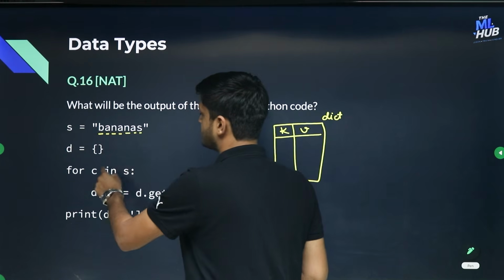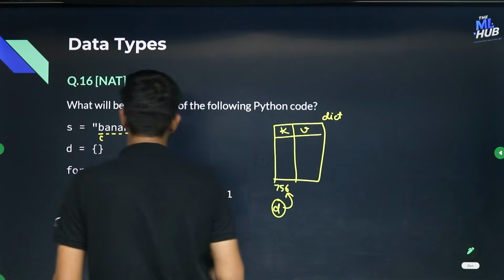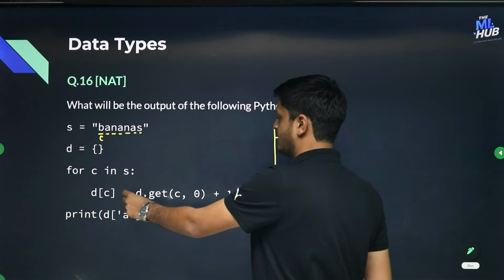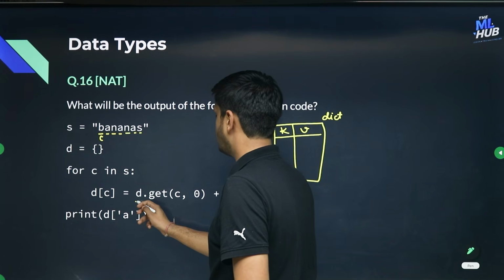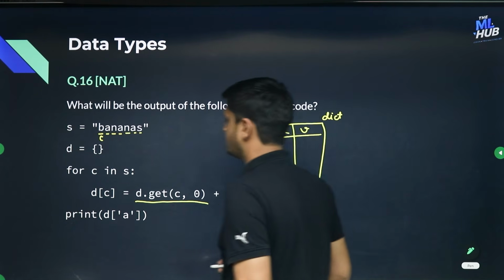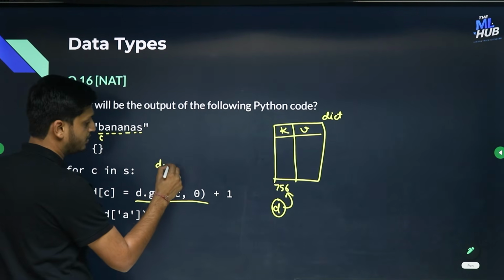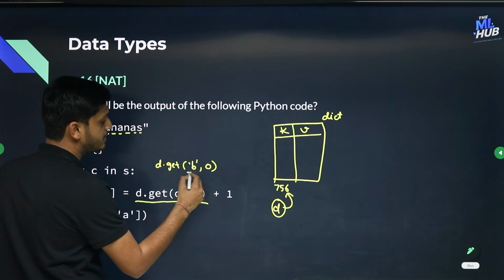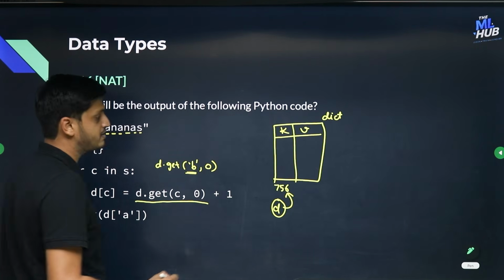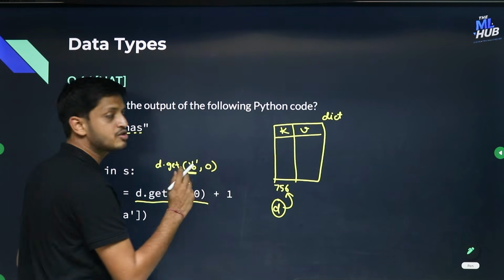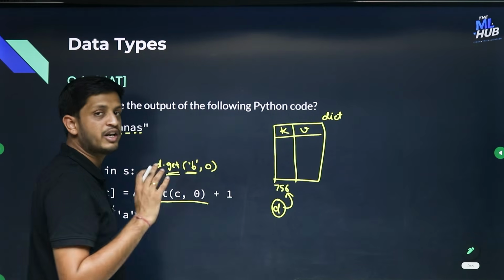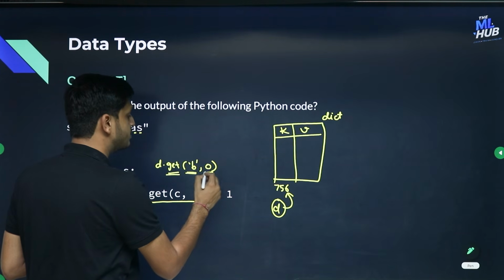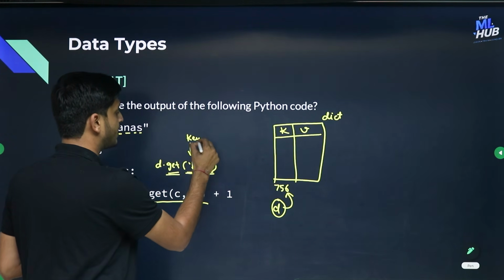And we are saying for C in S. So firstly C will become this character B. Now D of B is equal to D dot get C comma 0. It means that we are doing D dot get of the string B comma 0. So is the string B present as a key in this dictionary? String B is not present. But get function never gives you an error, even if the key is not present, if the default value is given. Get function takes two values. One is the key and one is the default value.